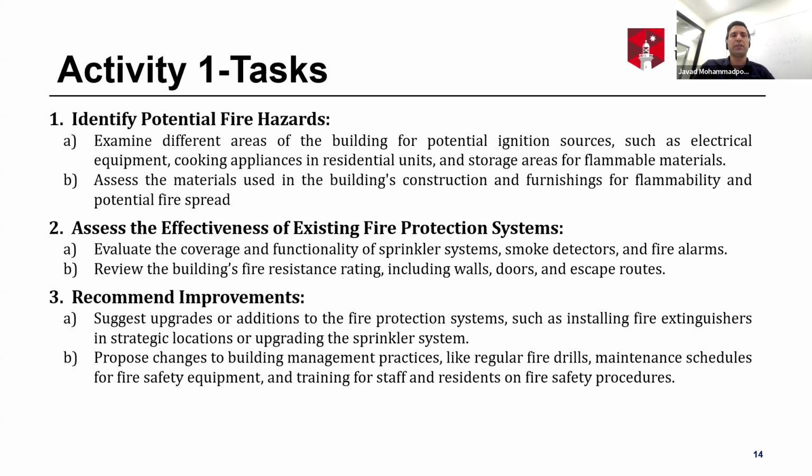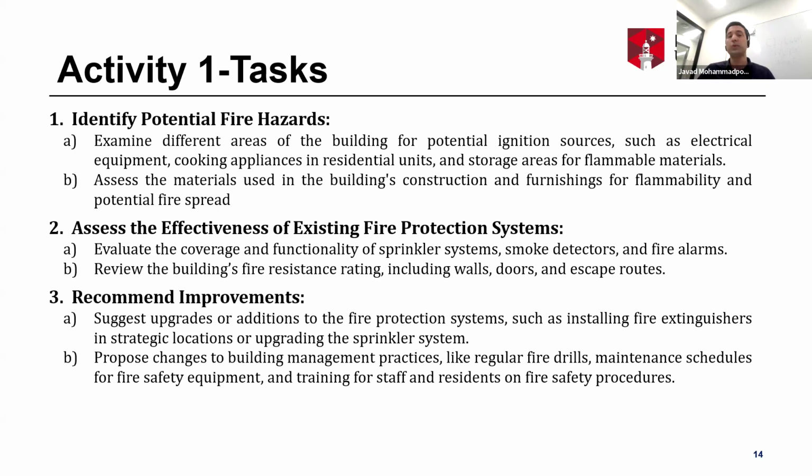The second step is to assess the materials used in the building construction and furnishing for flammability and potential fire spread. So first you need to identify the hazard, and then you need to assess the effectiveness of the existing fire protection system. Because it was clearly mentioned that we have a fire protection system, but as an expert, you need to assess its effectiveness.